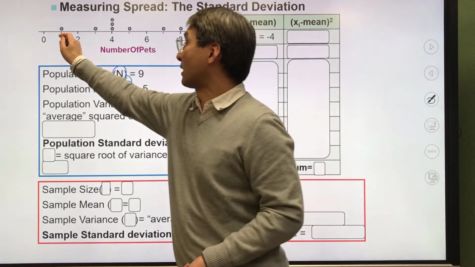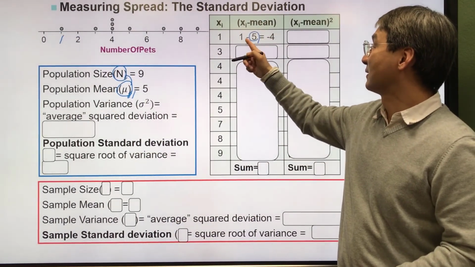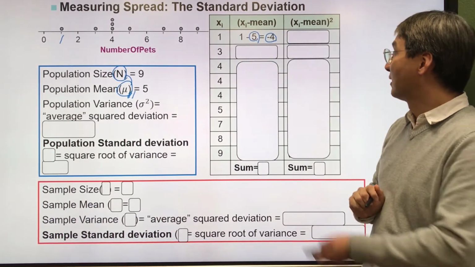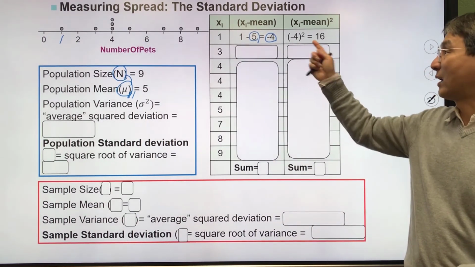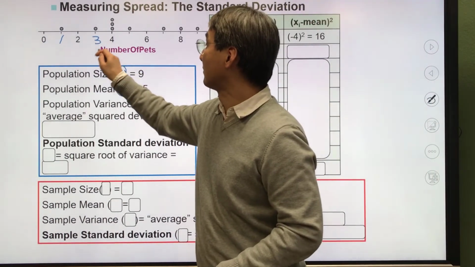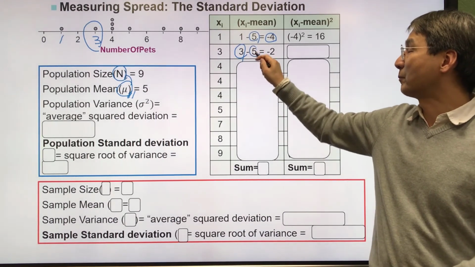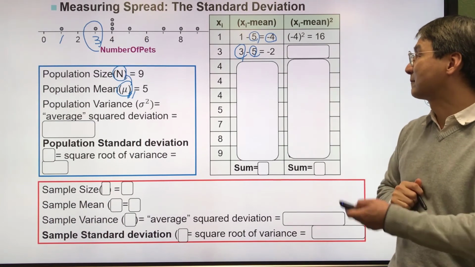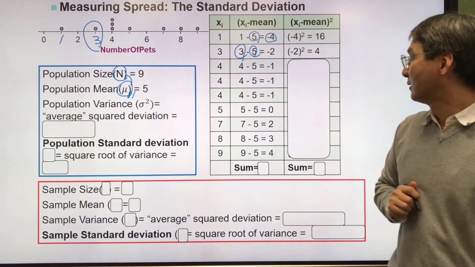First, this is the first data point, 1, minus the population mean 5, and 1 minus 5 is negative 4. This is the deviation, and then we square it so that it becomes positive. Next data point, 3. This is the individual data point 3 minus the population mean 5, which is negative 2, and we square it and it is 4. Likewise, we can do the rest of the data points.